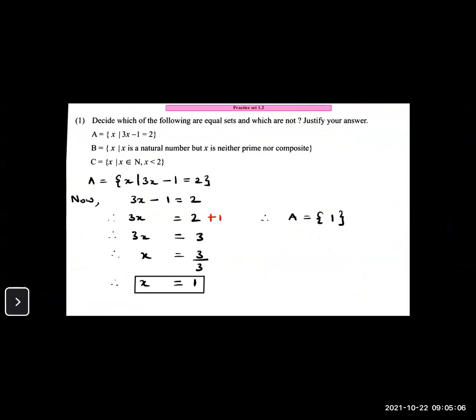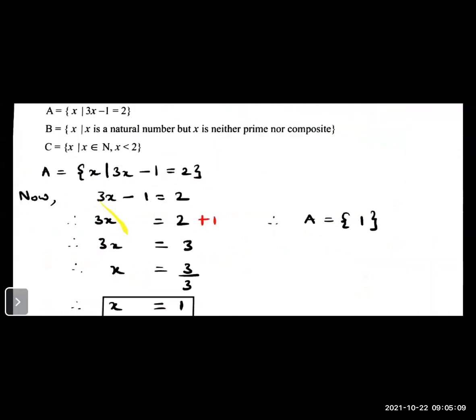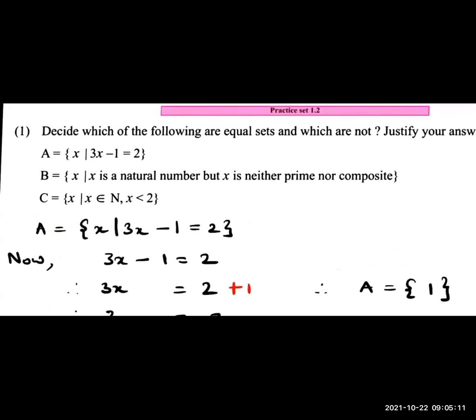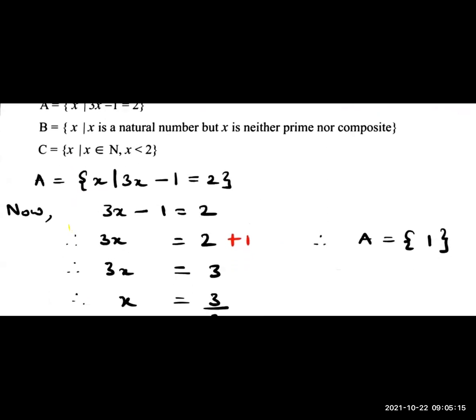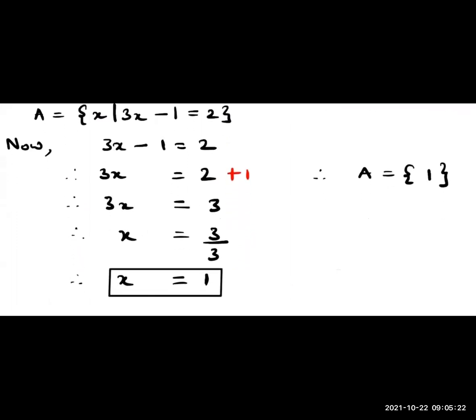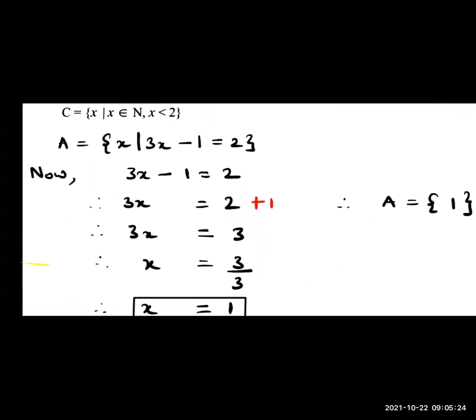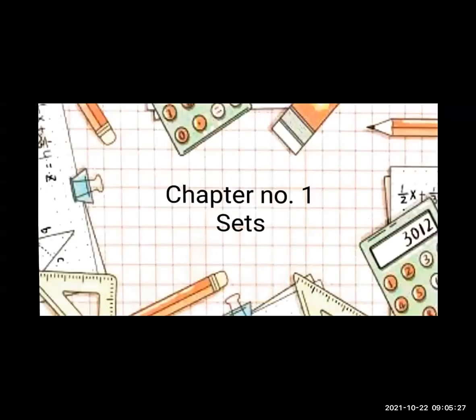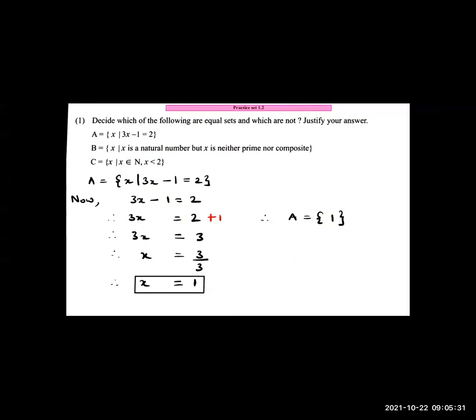So see here. 3 sets are given. A is equal to the set of all x such that 3x minus 1 equals 2. So here you have to solve 3x minus 1 equal to 2. So 3x is equal to 2 plus 1, 3x equals 3. Therefore, x equals 3 upon 3. The value of x is 1. Set of all x means what? You have to write all the values of x. Here only one value we have got. Therefore, the set A is equal to the singleton set {1}.